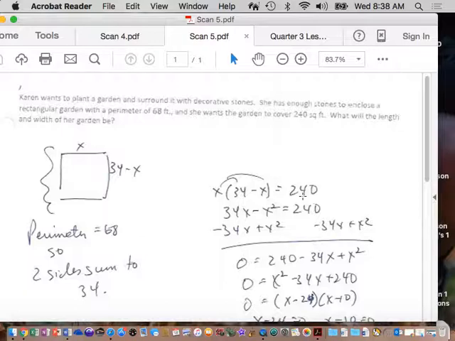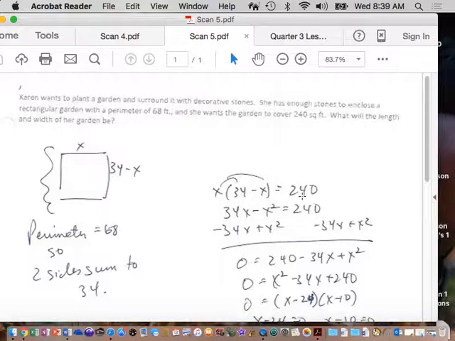The problem is that if you continue to read, it says she has enough stones to enclose a rectangular garden with a perimeter of 68. And she wants the garden to cover 240 square feet. What will the length and width of the garden be? So, in other words, the fact that they're putting stones around this is just fluff. It has nothing to do with the solution to the problem. What matters is 2 things. First off, the area of the garden itself is 240, not with some stones added to the garden. It's just the garden. Second, this stuff about the perimeter being 68.